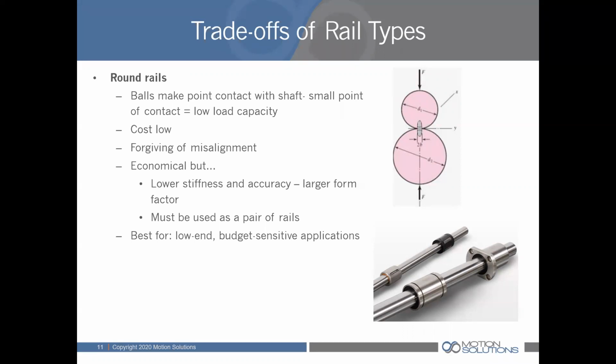Now, ball bushings are low cost. They are forgiving of misalignment, but they must be used in pairs. Now, we don't use a lot of ball bushings, for the reason that you generally have to use a much larger ball bushing for a particular load application. And in most medical applications, we're concerned about size and packaging. But they do have their place. If you have really loose requirements, you don't have really any space constraints, and you just need to move a load from A to B at the lowest cost, then you can consider the round shaft and ball bushing.